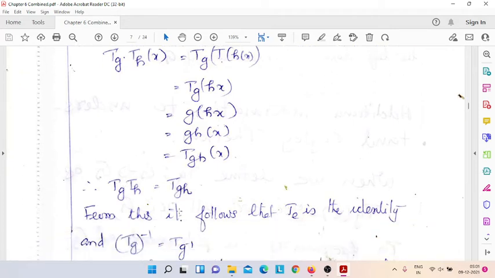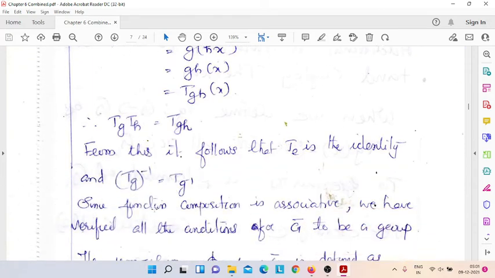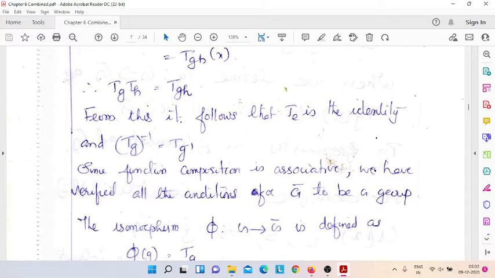tg dot th equals t of gh, and this is the operation now defined on G bar. After defining this operation, we want to verify whether all the axioms of a group are satisfied. For this, it follows that te is the identity. So for this group, te acts as the identity element, and tg inverse is t of g inverse. We can verify that it acts as the inverse.